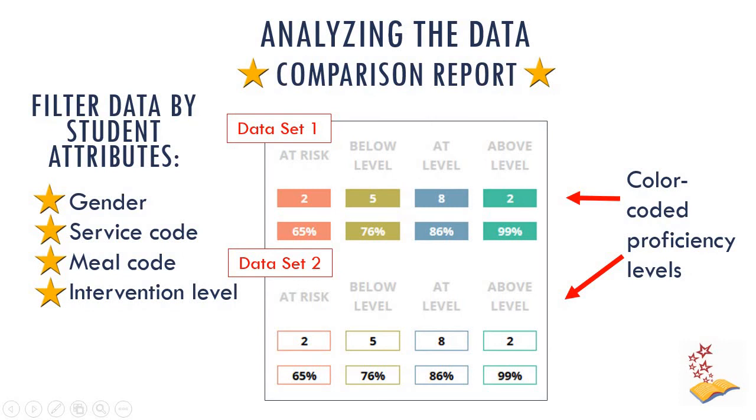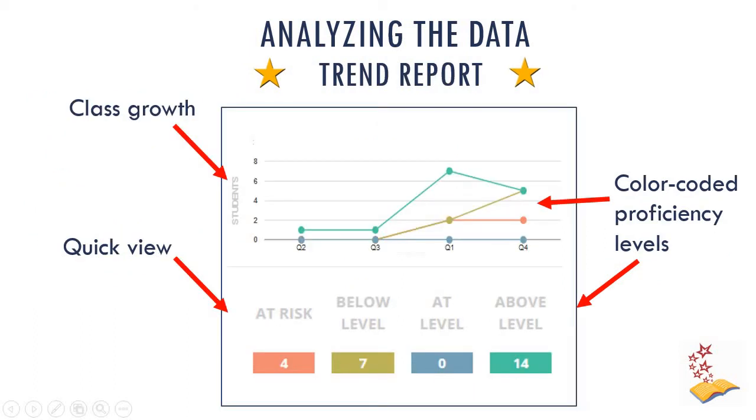The comparison report compares 2 sets of data that the user selects. It shows the number of students in each proficiency level and the average percent score of that range. This report can be filtered by different student attributes such as gender, service code like SPED or Title I, meal code like free or reduced lunch, and intervention level groupings like 504, ELL, after school, summer school, and tiered groups for interventions. The final report is the trend report.